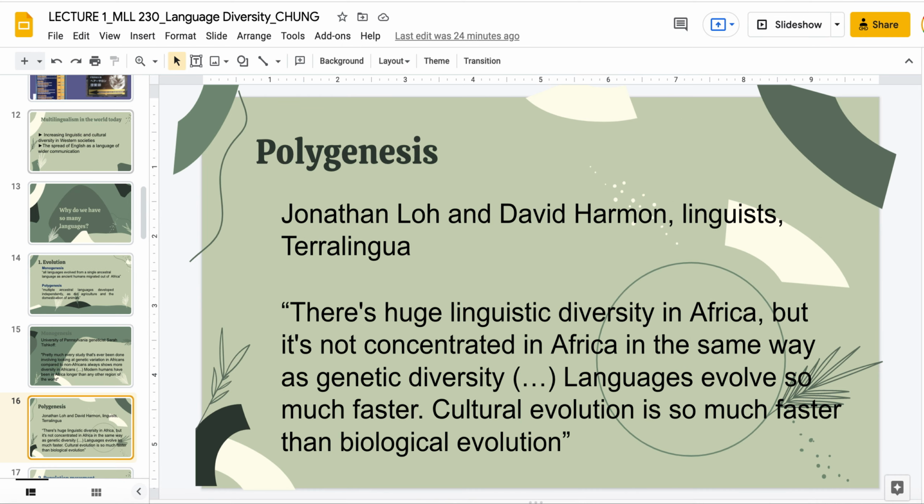But other linguists have other theories, right? And looking at the genetic code, Jonathan Lowe and David Harmon said there's huge linguistic diversity in Africa, but it's not concentrated in Africa in the same way as genetic diversity. Languages evolve so much faster. Cultural evolution is so much faster than biological evolution.